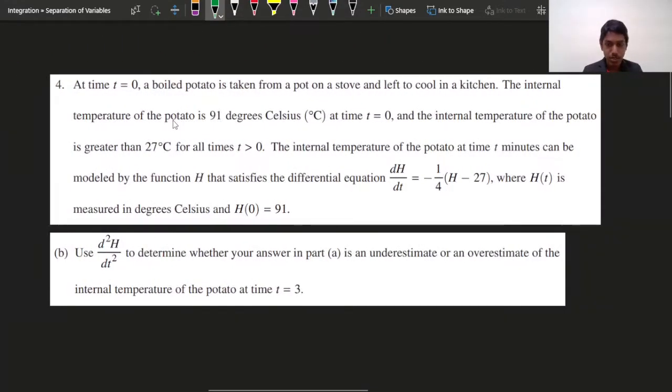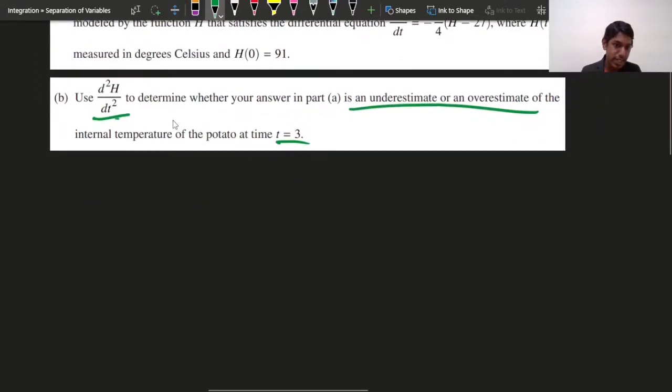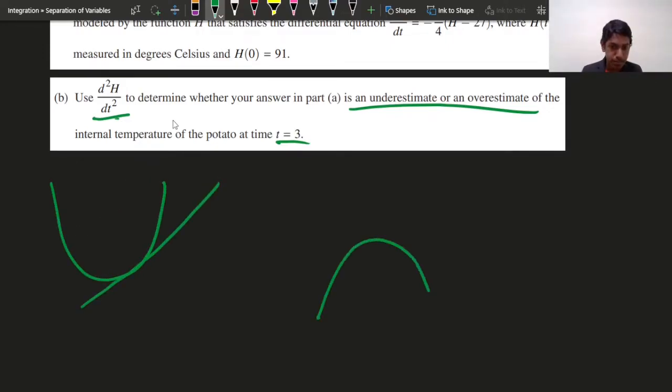Okay, let's go on to this next part here. So we're using the second derivative to determine whether it's an underestimate or an overestimate at time t equals 3. Okay, so let's just review for a second how we're going to use the second derivative. And I'm going to draw sort of two pictures here. I hope it's clear what I'm drawing it for. So let's suppose that this is the point of tangency for both of these situations. And on the left graph, the graph is concave up. And then on the right, it's concave down.